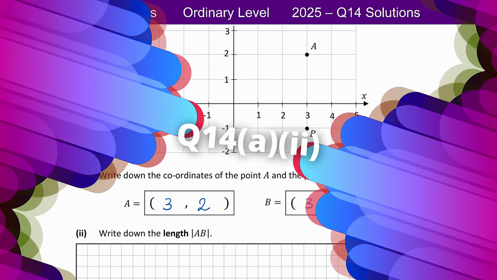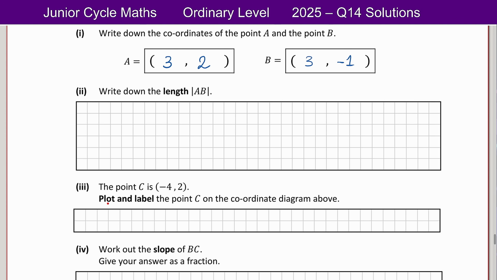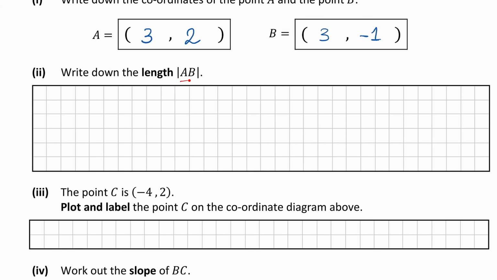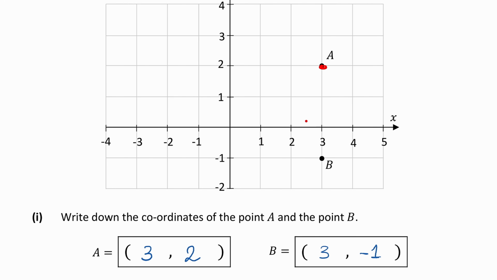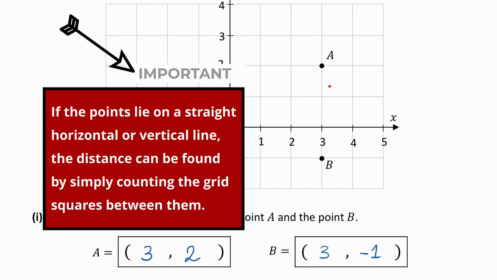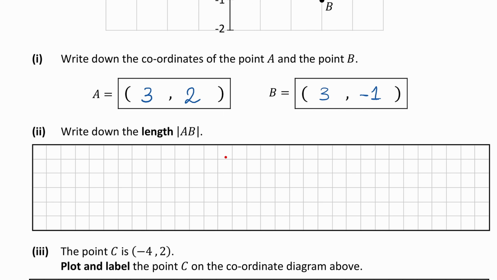In the second part, we need to write down the length of A and B. We need to find the distance between those two points, A and B. The solution is quite easy because we have a straight line from A to B. We just need to count the number of boxes: 1, 2, 3. So the length of A and B is 3.